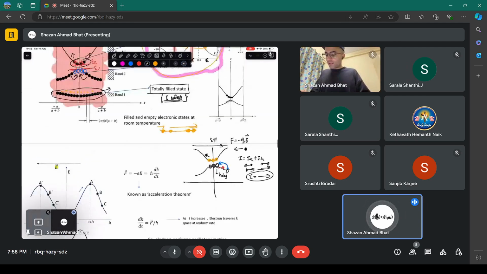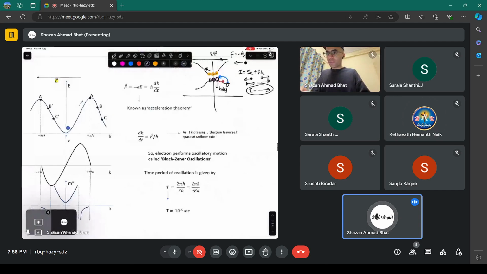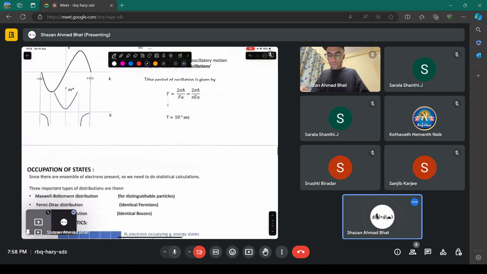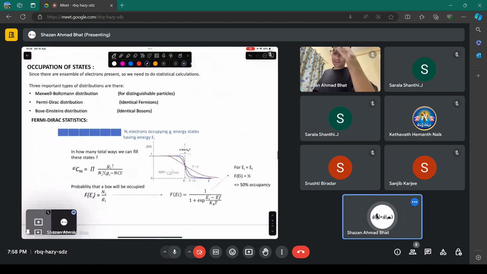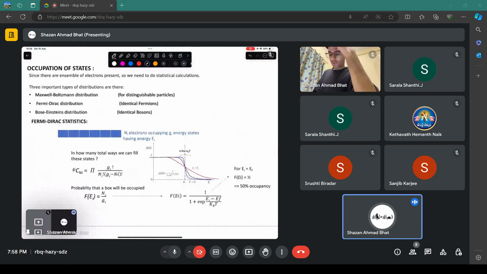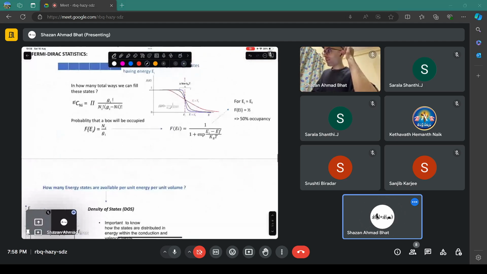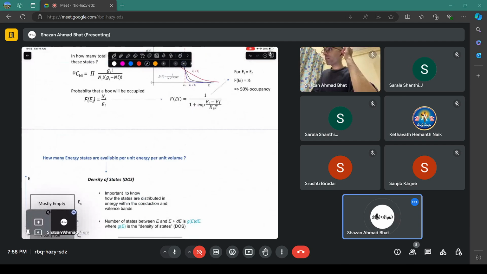So this is about how the conduction takes place. Now, I think, okay, this part, will I be able to finish? No, I don't think so. Okay, what has happened?